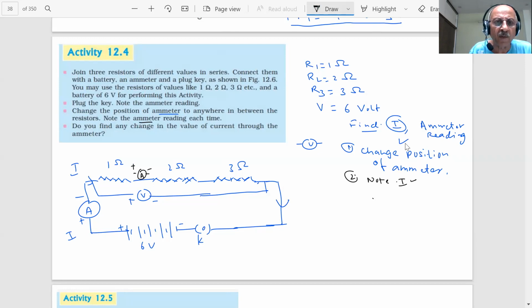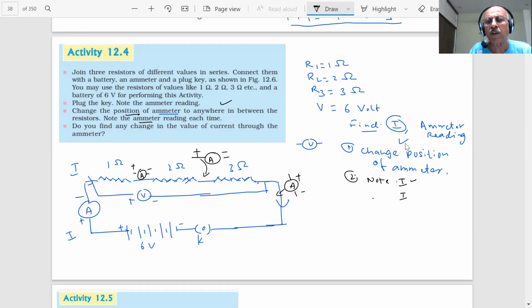Then I will remove this and put it here. Then I am changing the position of this ammeter. Again, I note the I. And I again remove it and put this ammeter at this point. Okay? So I am changing the position of the ammeter anywhere in the circuit.